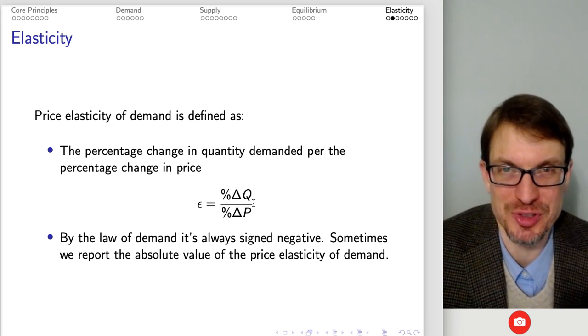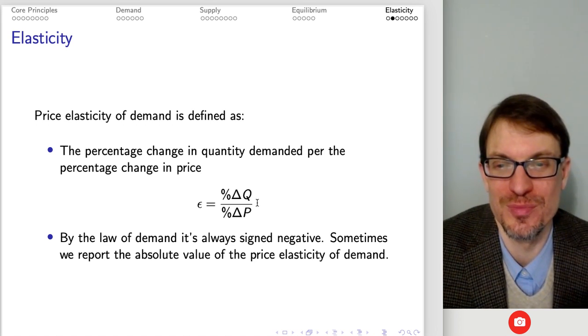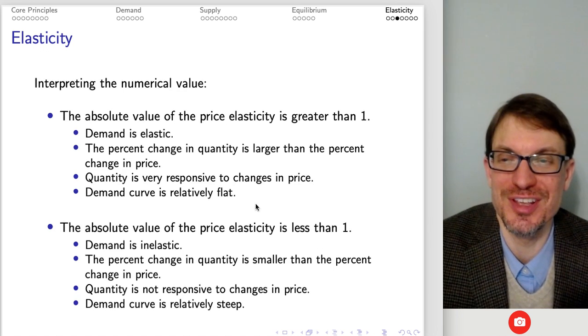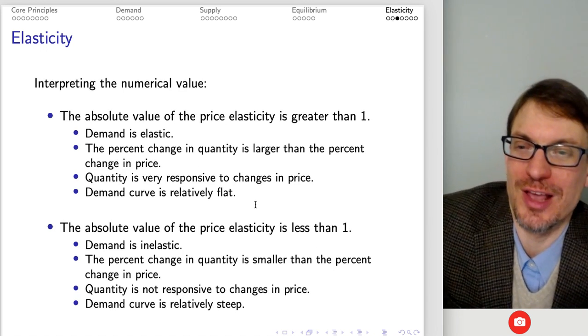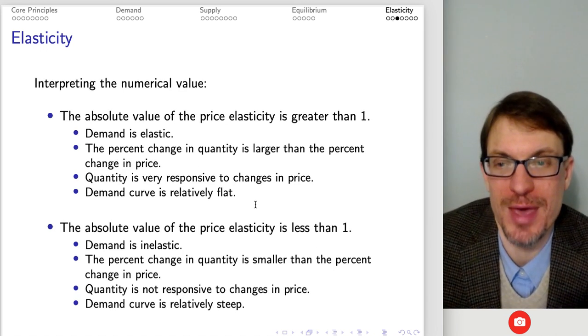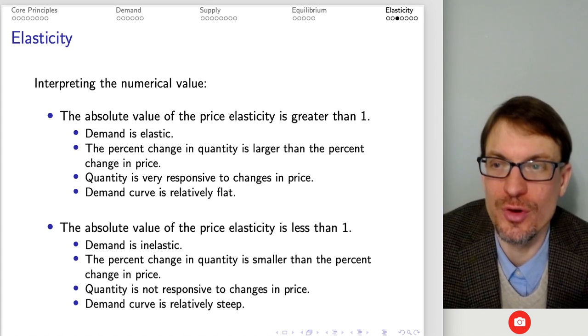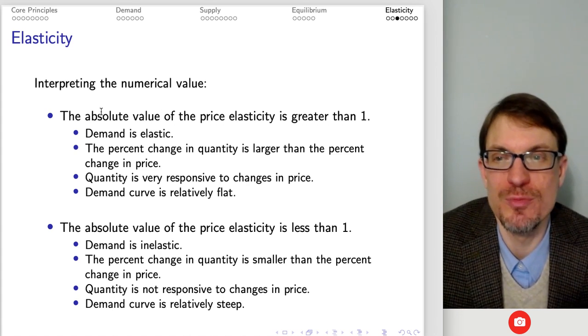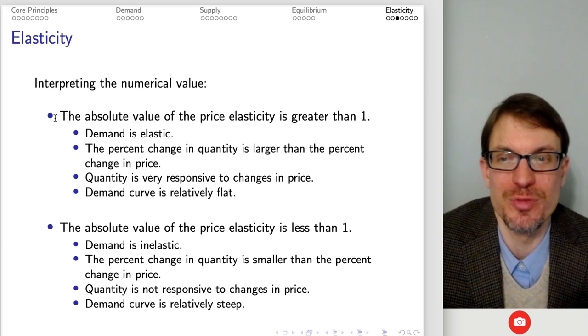You want to say in absolute value the price elasticity of demand is 2. Because if you say the price elasticity of demand is 2, that's telling us that you have an upward sloping demand curve. All right, so now we want to think about interpreting the numerical value. I just did this a second ago with my example.